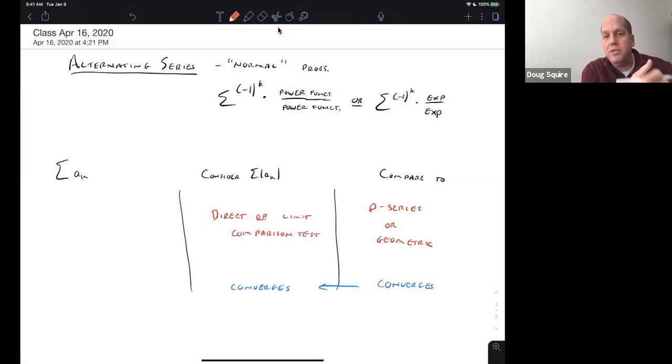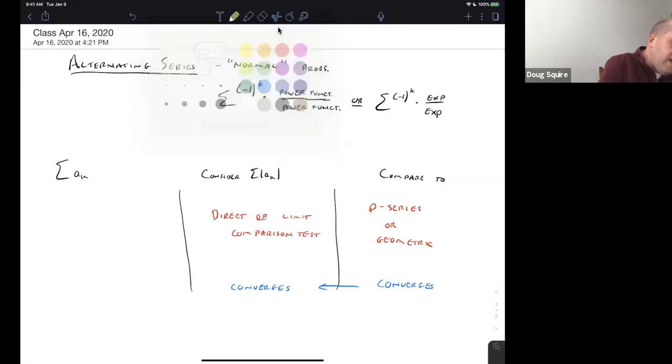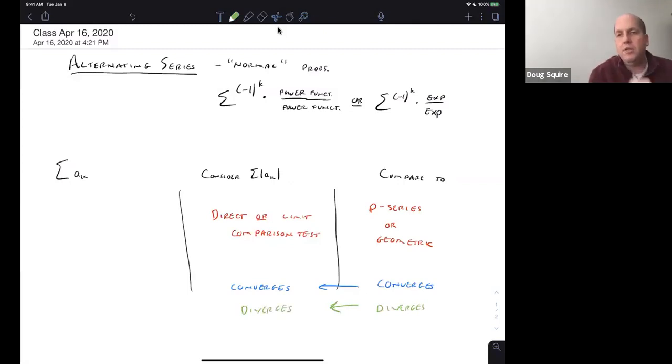It's sometimes quicker to use the direct comparison if it's easy for you to tell. But regardless of which test you use, if the one on the right converges, the one in the middle converges. If the one on the right diverges, then the middle one diverges. It doesn't matter which test you use, that does not change that conclusion. Does that make sense? Any questions so far?